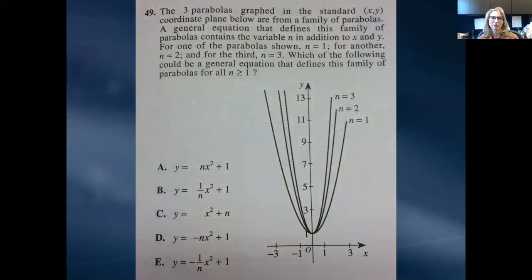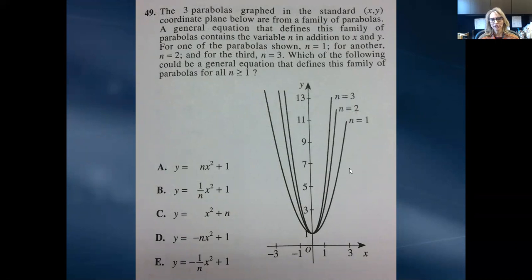All right, the three parabolas graphed in the standard coordinate plane below are from a family of parabolas. A general equation that defines this family of parabolas contains the variable n in addition to x and y. For one of the parabolas shown, n is equal to 1, for another, n is equal to 2, and for the third, n equals 3. Which of the following could be a general equation that defines this family of parabolas for all n greater than or equal to 1? It shows us right here that this is n equals 1. The second one that gets more narrow is n equals 2. And the third one is n equals 3.